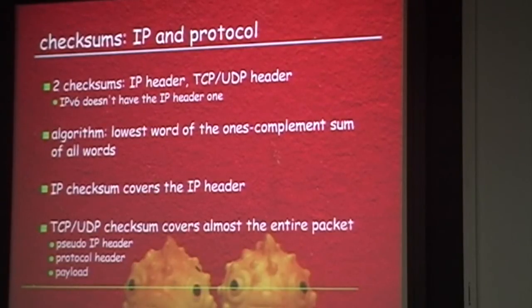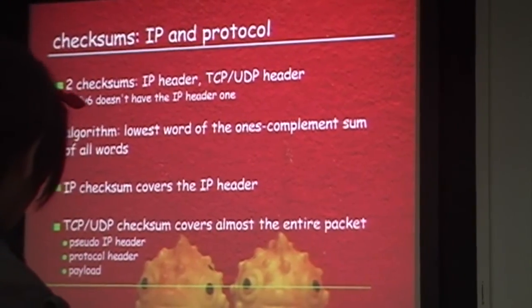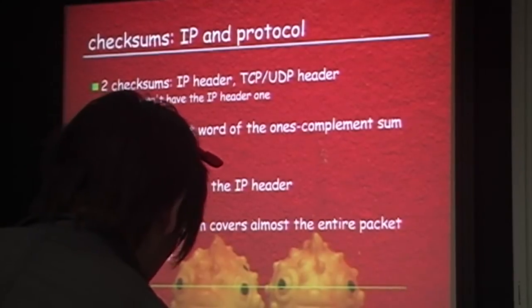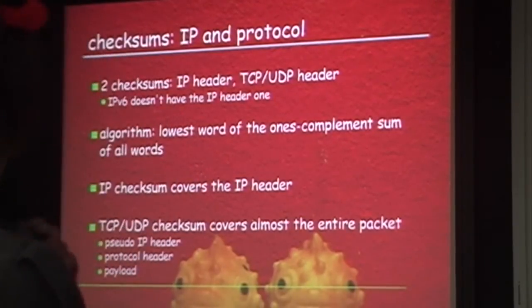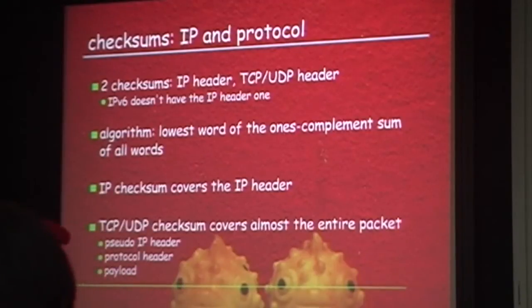The IP checksum only covers the IP header. We will see why this is important. It does not cover the payload, while the TCP/UDP checksum does cover almost the entire packet. Specifically, it includes the payload. It does not include all of the IP header. It includes a pseudo IP header. We'll see where that comes from and why it's a bad idea later. It includes the entire protocol header and all of the payload.